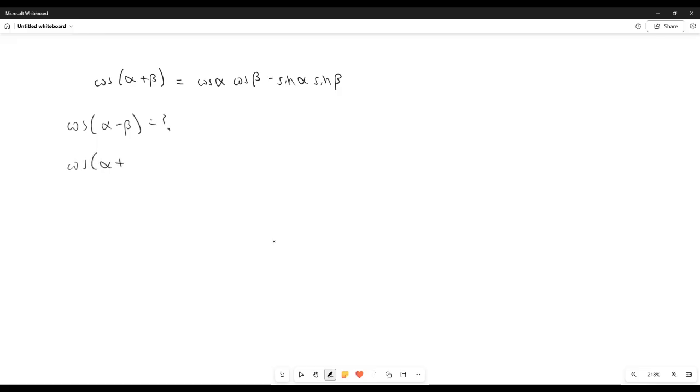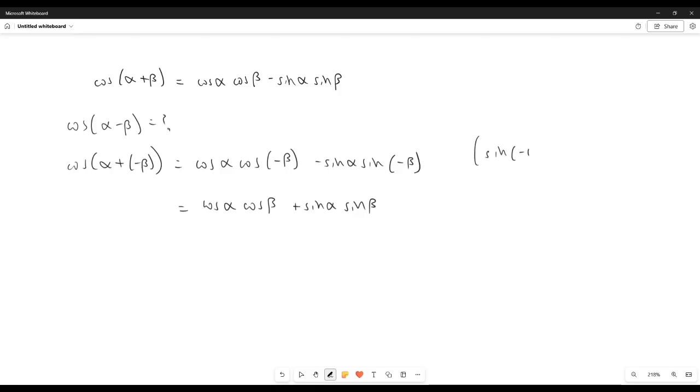If we substitute negative beta into our original formula, we will get this expression: cos alpha cos negative beta minus sine of alpha times sine of negative beta. Then, from the symmetrical angle identities that we derived in the previous video, we can say that this is equal to cos alpha cos beta plus sine alpha sine of beta. This is because cos of negative theta is equal to cos of theta, and sine of a negative theta is equal to a negative sine theta.